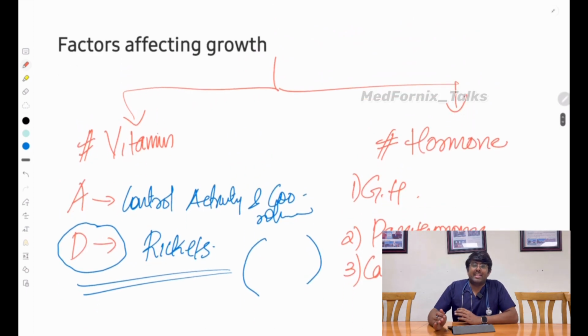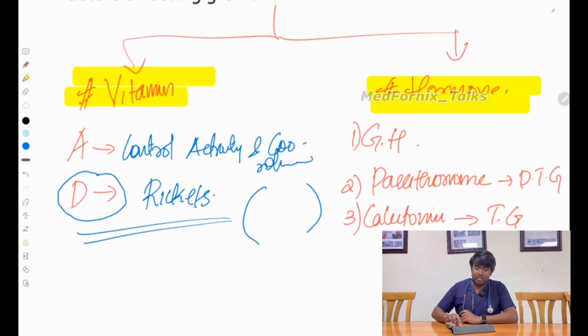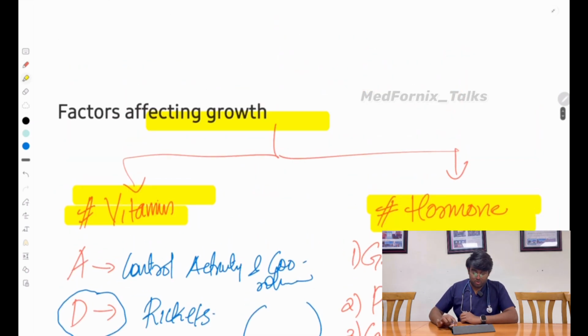Growth hormone. Next one is parathormone. Parathormone is from the parathyroid gland. Calcitonin is from the thyroid gland. These are the important vitamins and hormones. These are the factors affecting growth.